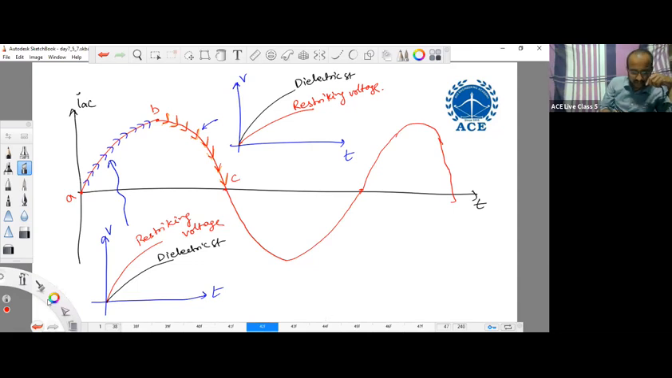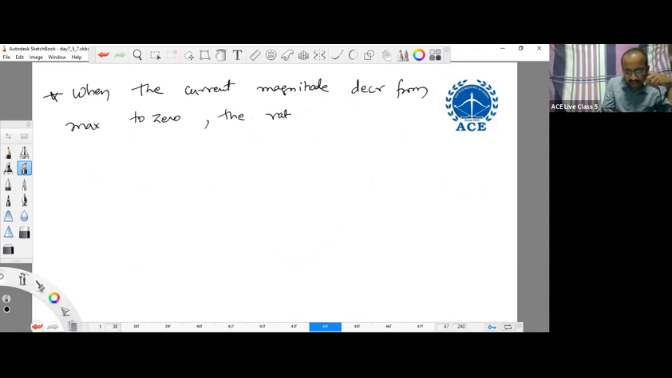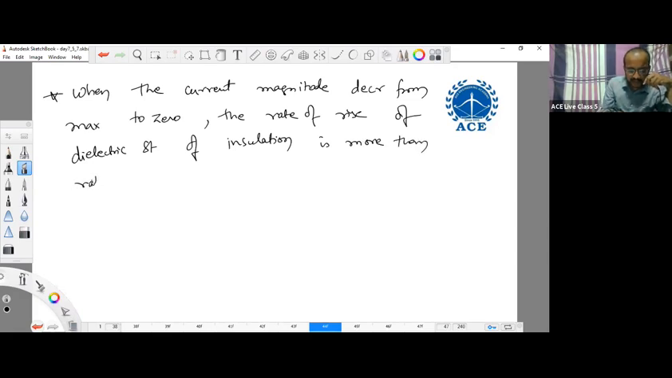When the current magnitude decreases from maximum to 0, the rate of rise of dielectric strength of insulation is more than the rate of rise of restriking voltage. Okay, so if we quench the arc during this interval, the arc will not restrike.